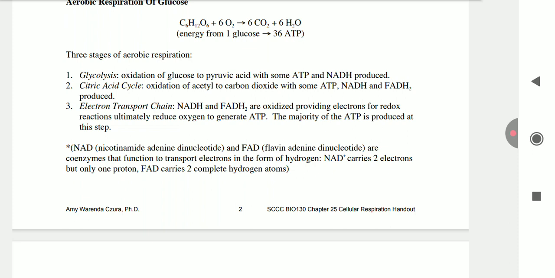NAD, nicotinamide adenine dinucleotide, and FAD, flavin adenine dinucleotide, are coenzymes that function to transport electrons in the form of hydrogen. NAD positive carries two electrons but only one proton. FAD carries two complete hydrogen atoms.